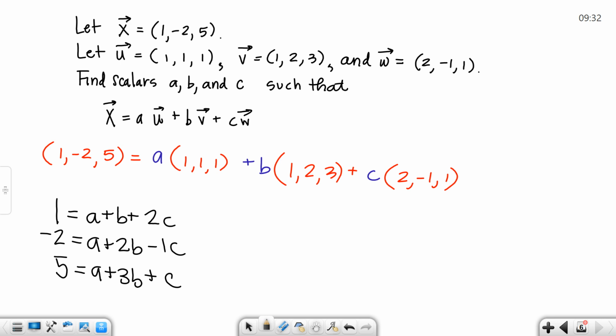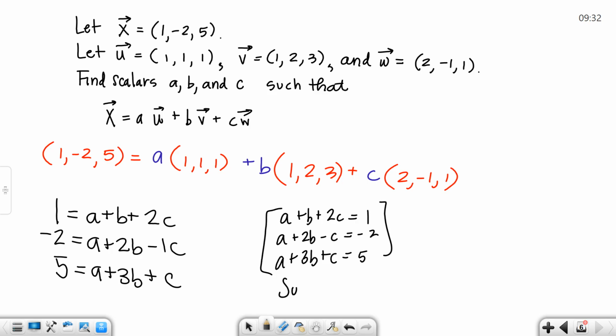Now, I don't like my constants on the front, so I would rewrite it and say A plus B plus 2C equals 1. A plus 2B minus C equals negative 2. And A plus 3B plus C equals 5. And you're going to solve it. So it's back solving it like Gauss Jordan back from test 1, right? And so you're going to get your values.